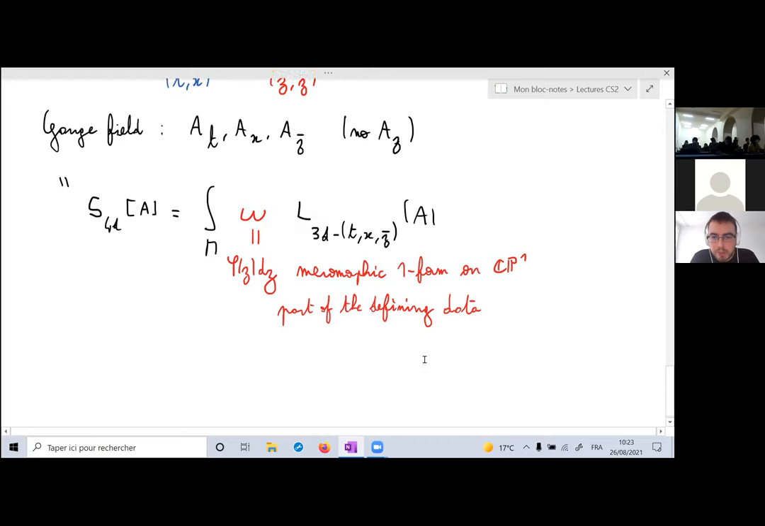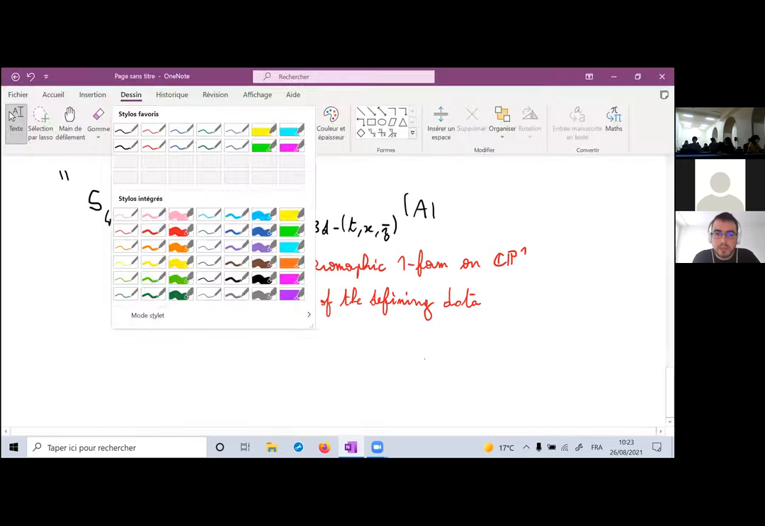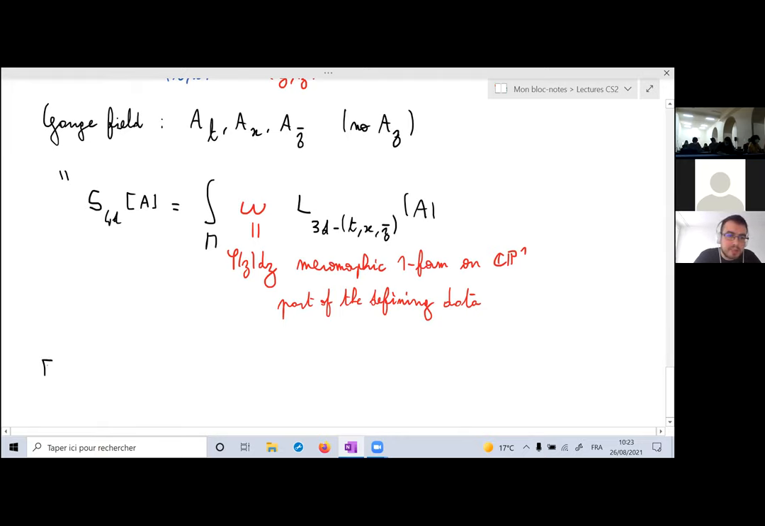And now the consequence of going to this four-dimensional Chern-Simons theory is that I still have a similar equation of motion as usual. So once again, it's the zero curvature equation.